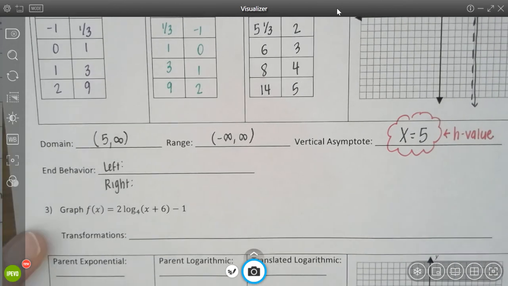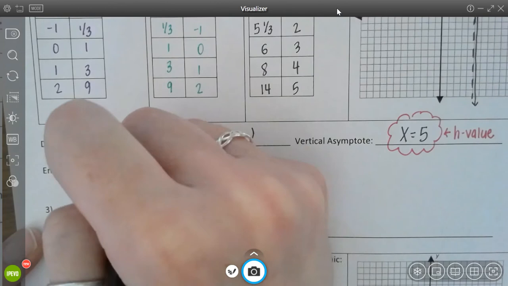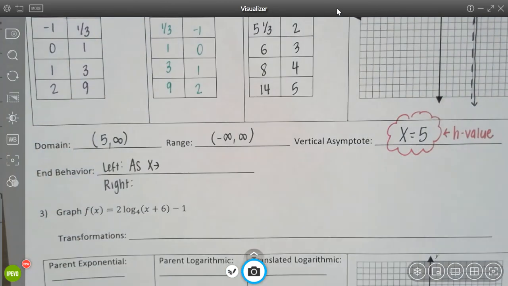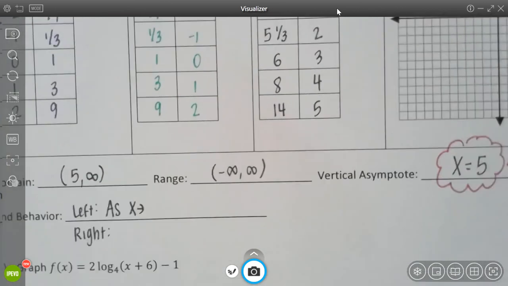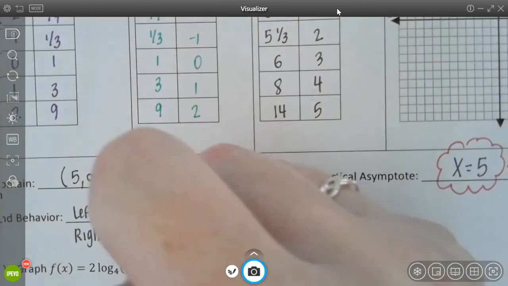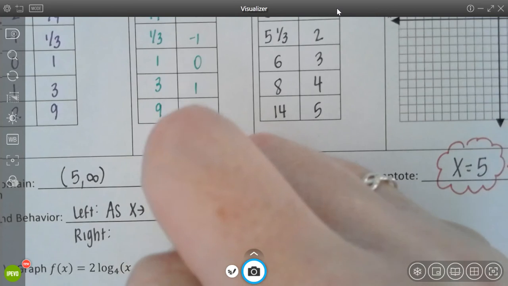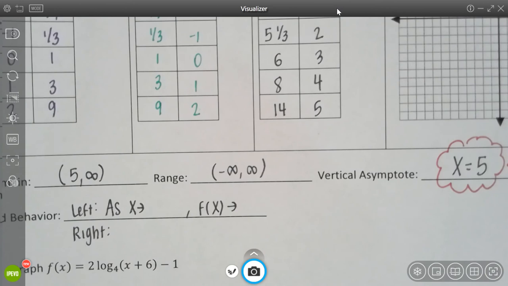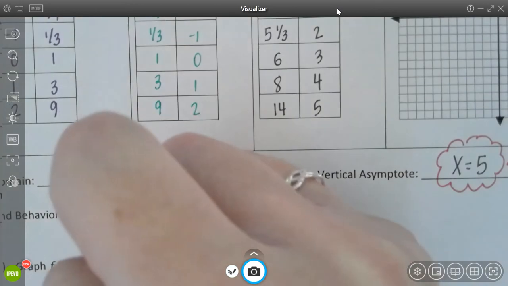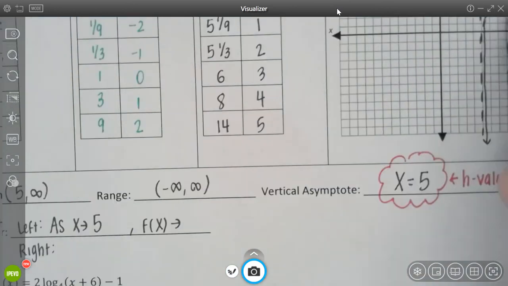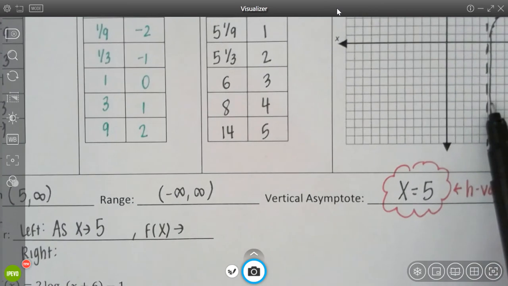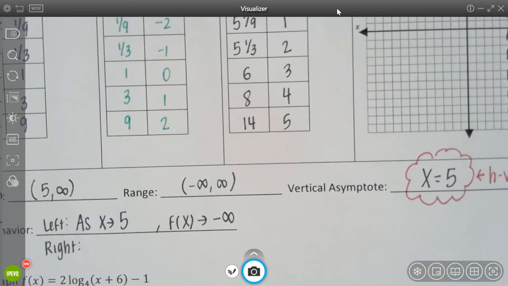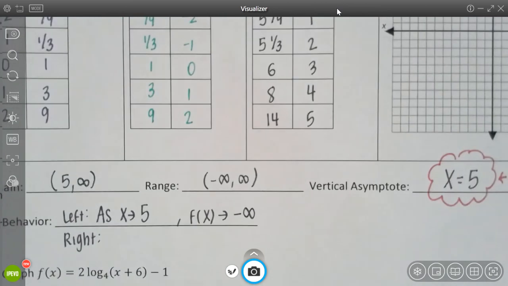So in terms of our end behavior on the left side of our graph, what can we say about that side on the left? As x is approaching what, f of x is approaching what? Eva? 5. Yep, as x is approaching 5. So as our x values are approaching our asymptote on the left side, our branch is going down. So f of x would be approaching negative infinity.